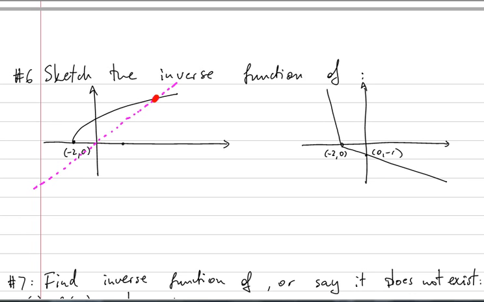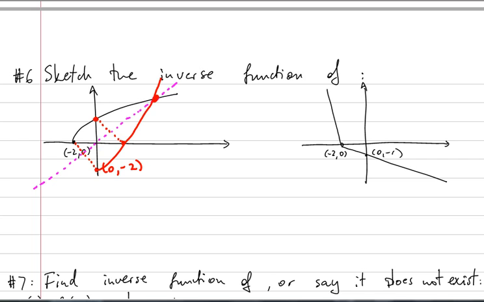They're already on the mirror, so they're mirrored to themselves. And then, for example, this point here, -2, 0, will get mirrored into the point 0, -2. And then you join the dots. You could take a couple more points. For example, this point here on the y-axis will get mirrored to a point on the x-axis. And then just connect the dots.